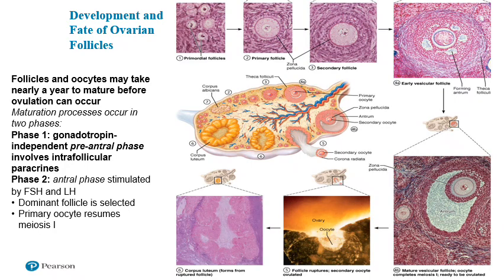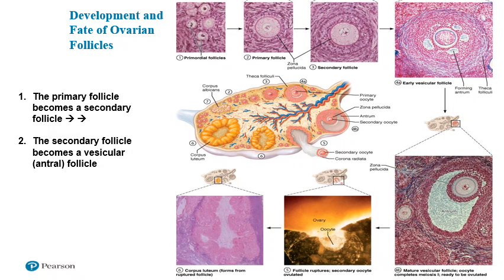As it matures toward ovulation, the primary follicle becomes a secondary follicle, and the secondary follicle becomes an antral follicle. Right here, this is still your primary oocyte. It becomes a secondary oocyte the moment it finishes the first meiotic division, and immediately after that, it is going to be ovulated.